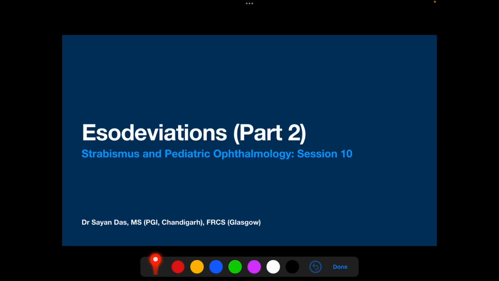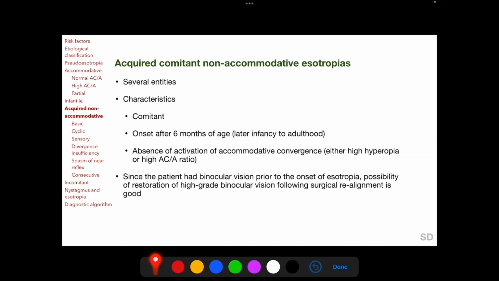Welcome. In the previous session, we discussed infantile esotropia and accommodative esotropia, the two most common forms of esotropia in children. In this session, we will be discussing the remaining types of esotropia which can occur in children as well as in adults. And these include acquired comitant non-accommodative esotropias and incomitant esotropias.